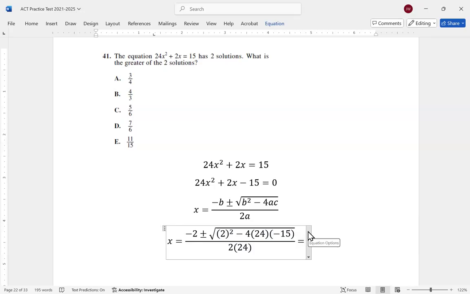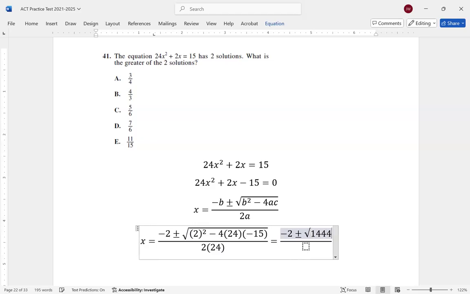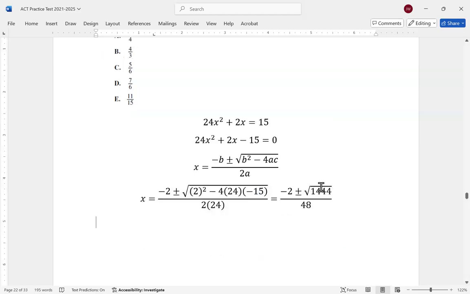And then we go ahead and simplify that. That's going to give me negative 2, either plus or minus the square root. When I simplify what's inside that square root, it's 1,444 divided by 48. Now, we turned out, in this case, to be lucky because the square root of 1,444 is just 38. So what we get is negative 2 plus or minus 38 over 48.